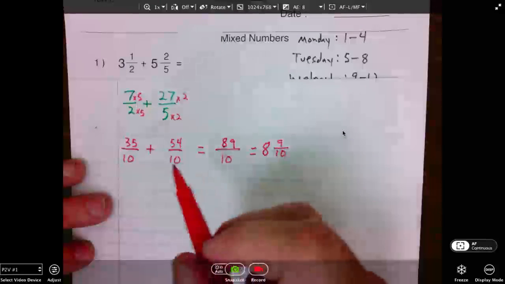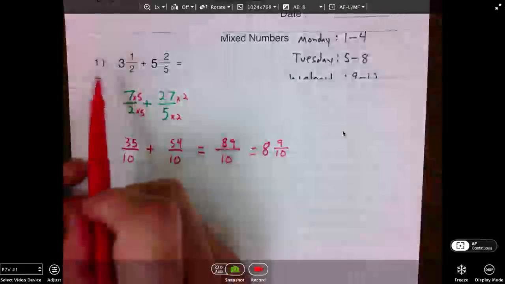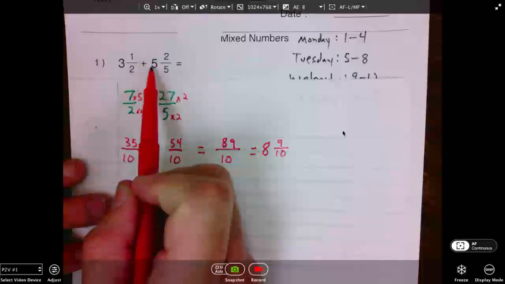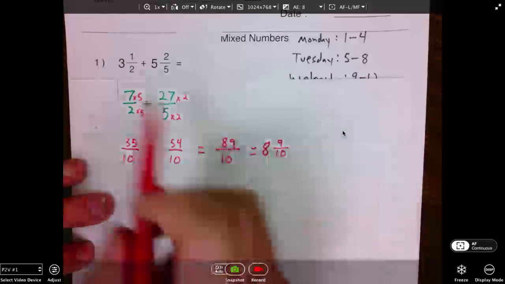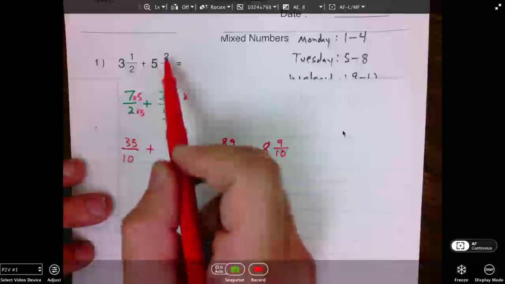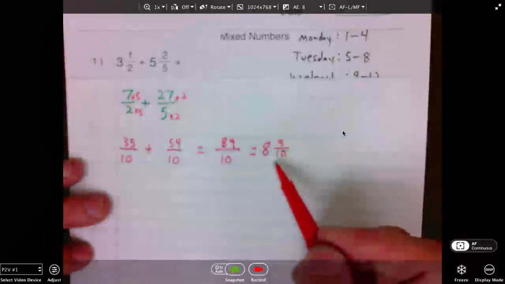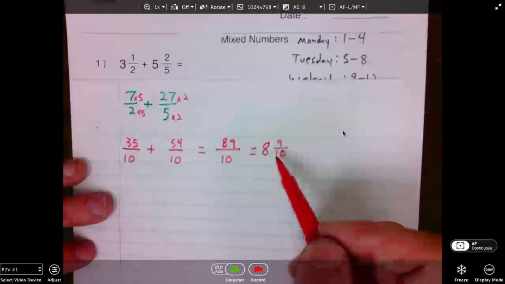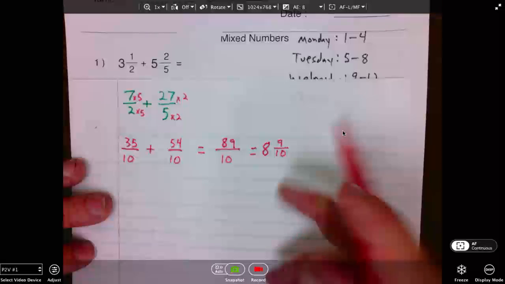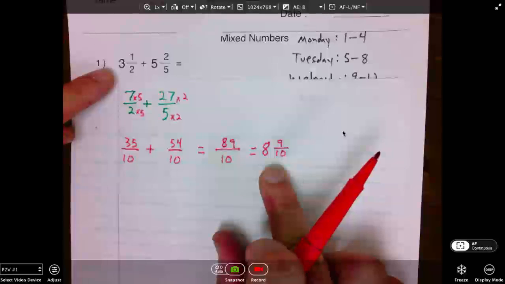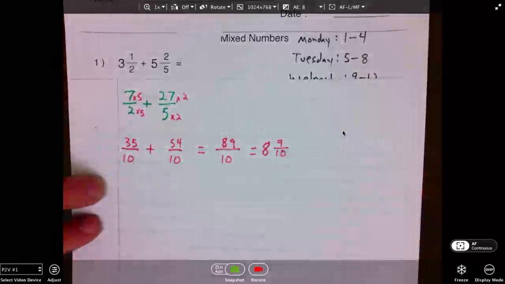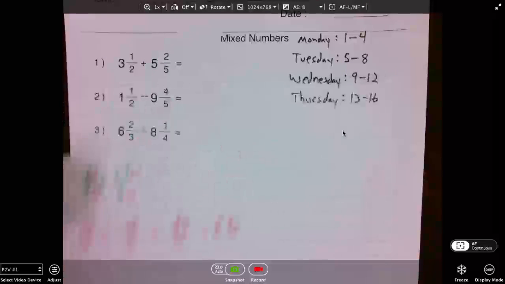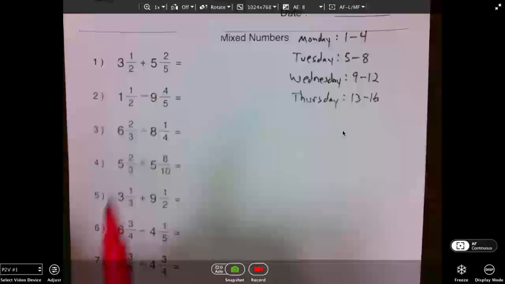The final step, I will consider reasonableness. Well, 3 plus 5, only the whole number parts, is 8. And we have a fractional part here and a fractional part here. It makes sense that there would be a fractional part here. So 8 9/10 is at least in the ballpark, and in fact it is the correct sum. Next, we will look at problem number 3.